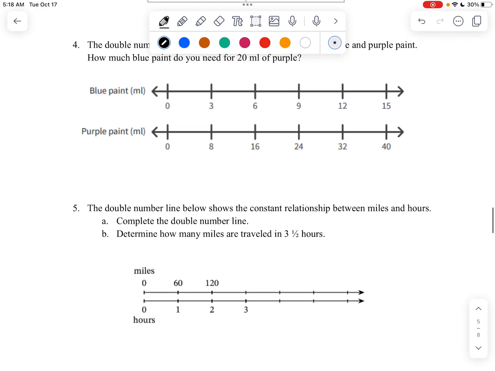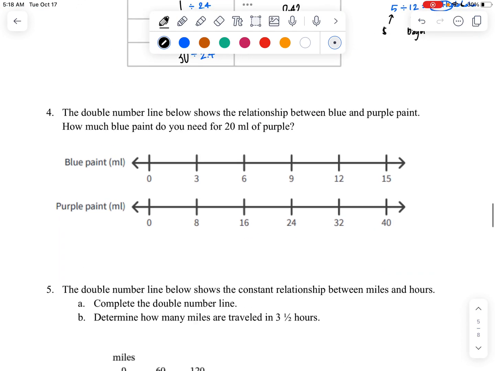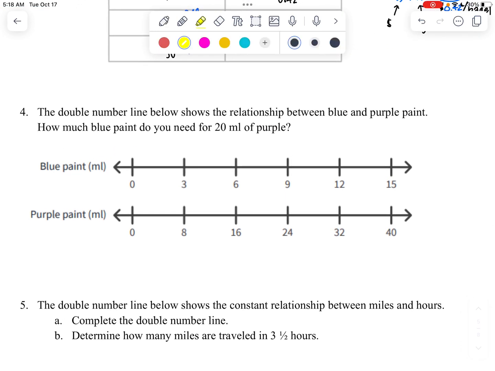The other question I want to touch on briefly is question 4. It says, the double number line shows the relationship between purple and blue paint. How much blue paint do you need for 20 milliliters of purple? So in this double number line, we can see that we have blue paint up top, 3, 6, 9, and purple paint on bottom, 8, 16, 24.